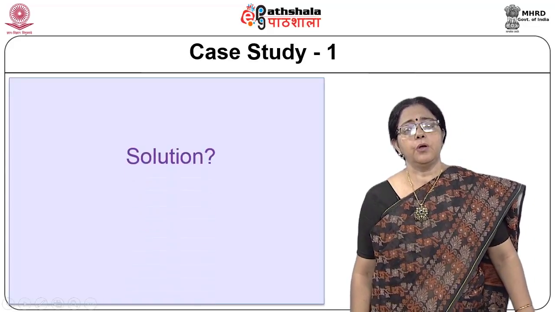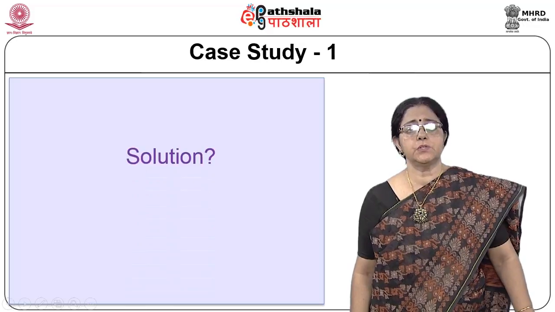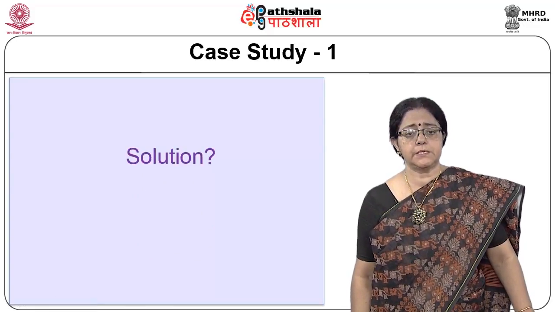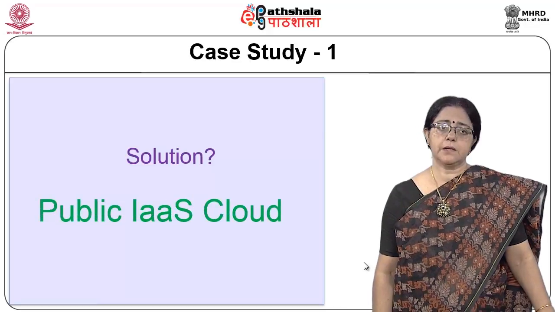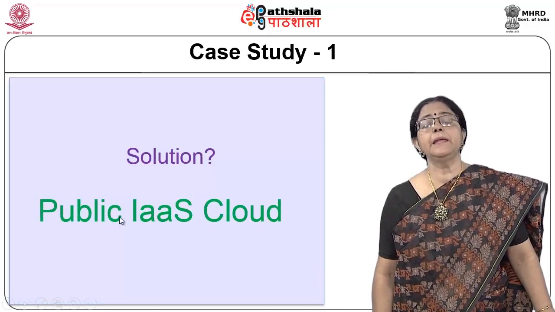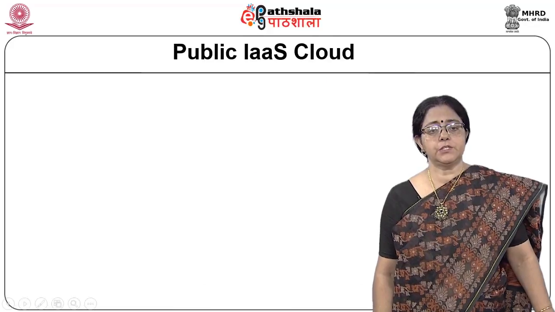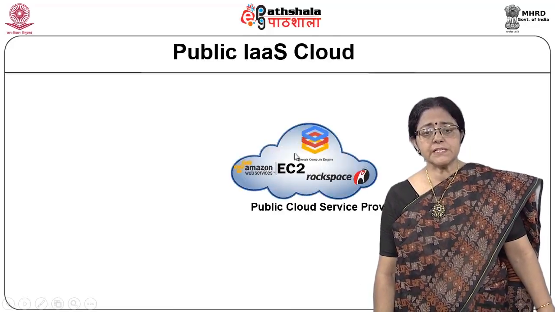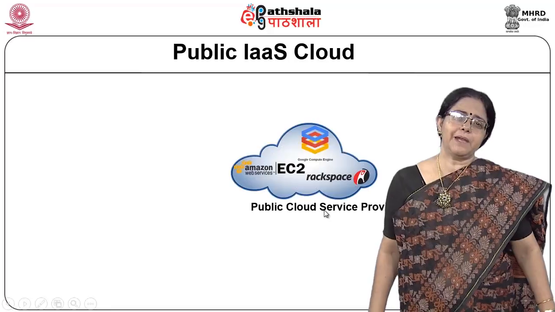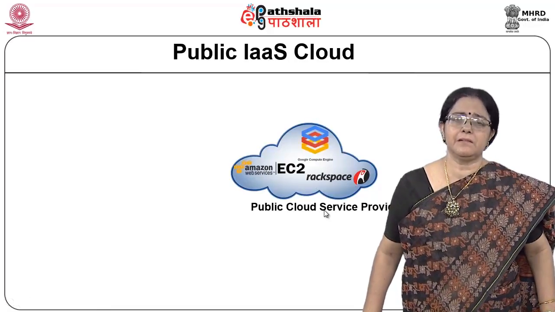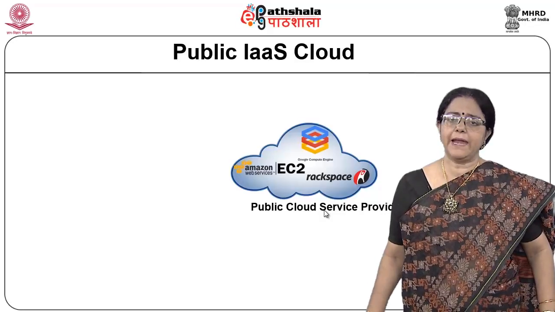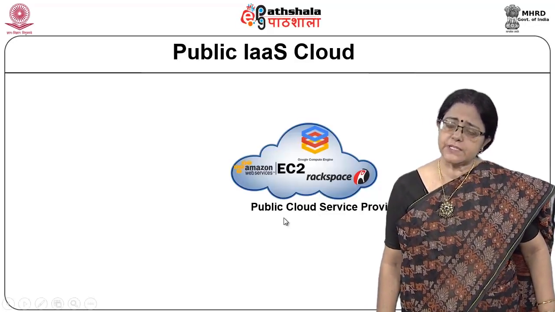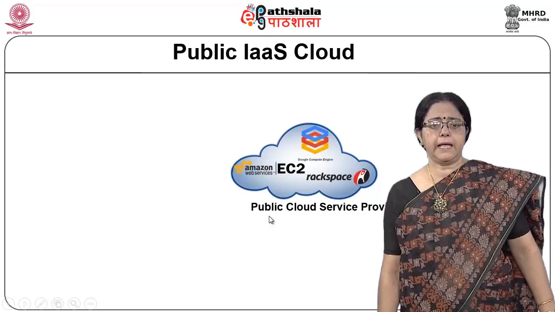So what is a possible solution is what is called a public IaaS cloud. So in this public IaaS cloud, what happens? Let us look at that. So this is a cloud. It can be an Amazon cloud, or a Salesforce cloud, or a Rackspace cloud, or any cloud which suits their pricing mechanism.